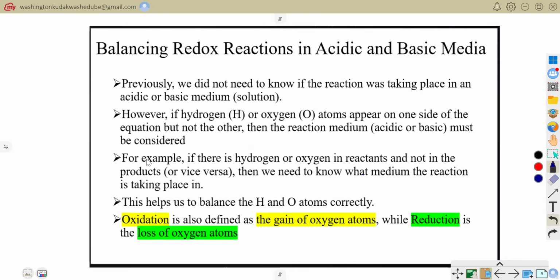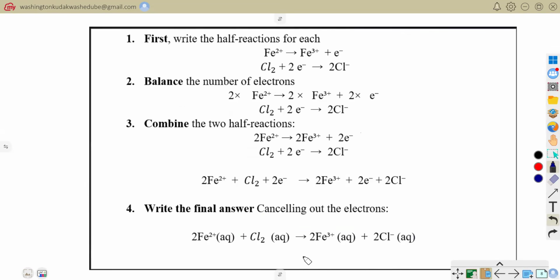So let me rephrase. If hydrogen atoms or oxygen atoms appear on one side of the equation but not on the other side, we now need to consider the medium in which the reaction is occurring. From the example that we have, let me just take you back. You can see that on either side, there are no hydrogen or oxygen atoms appearing here. Hence, there was no need for us to consider if the reaction is occurring in acidic or basic.